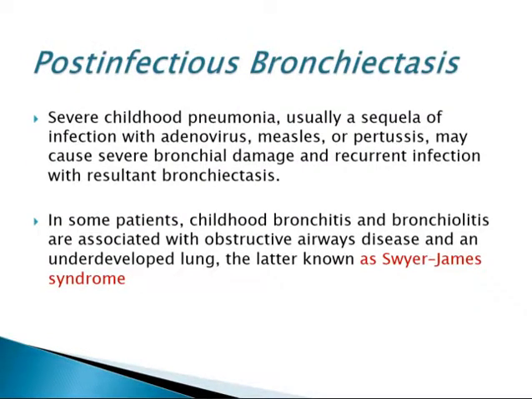The other cause of bronchiectasis is post-infectious bronchiectasis. Severe childhood pneumonia, usually a sequel of infection with adenovirus, measles, or pertussis, may cause severe bronchial damage and recurrent infection with resultant bronchiectasis. In some patients, childhood bronchitis and bronchiolitis are associated with obstructive airway disease and an underdeveloped lung, the latter known as Swyer-James syndrome.